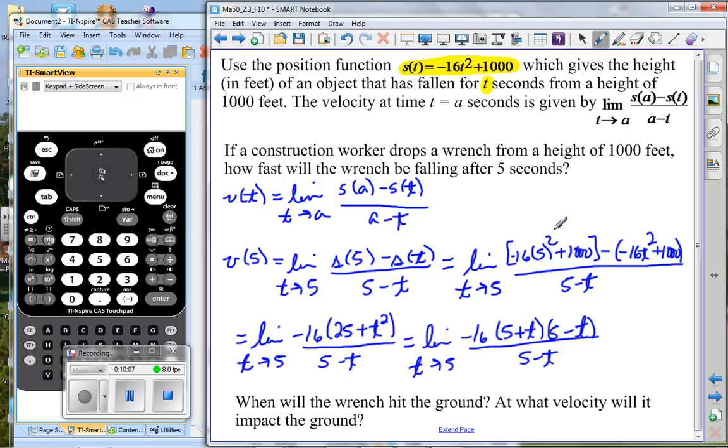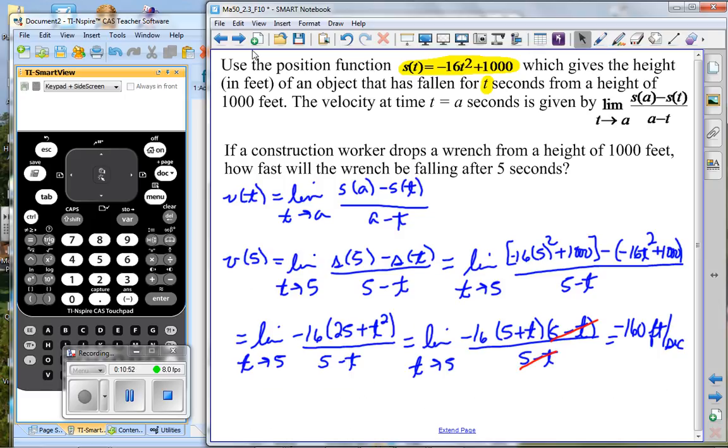Why couldn't we use direct substitution? Again, the reason is because it would make the denominator equal to 0. Once I have this taken care of, I can then cancel those factors out. The problem is gone, and I now am able to go back and use direct substitution on this, and my answer would turn out to be negative 160 feet per second.